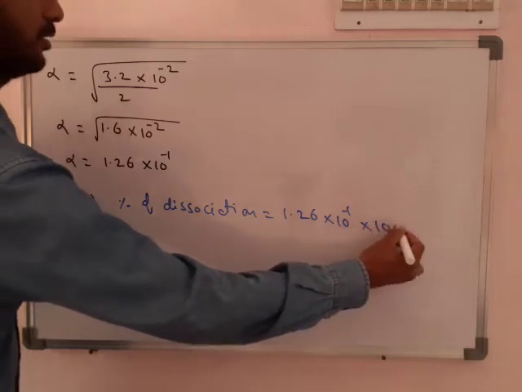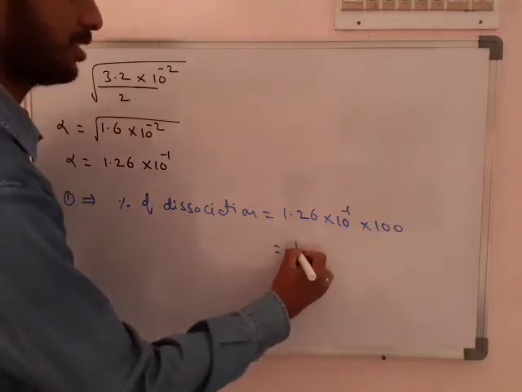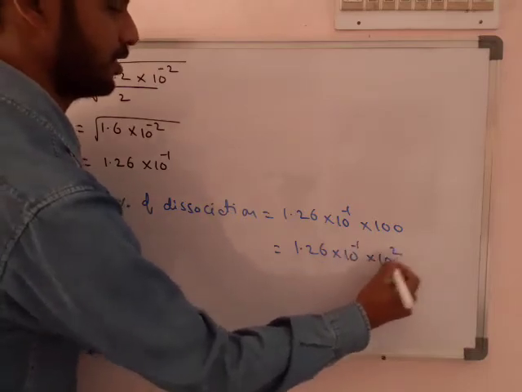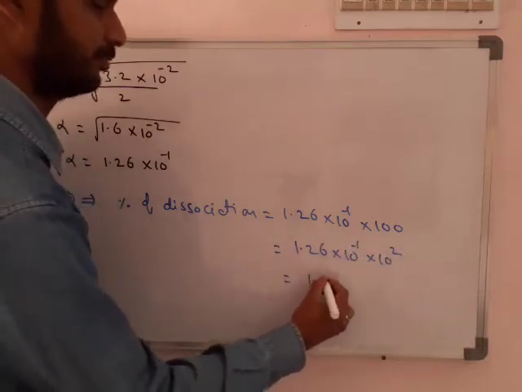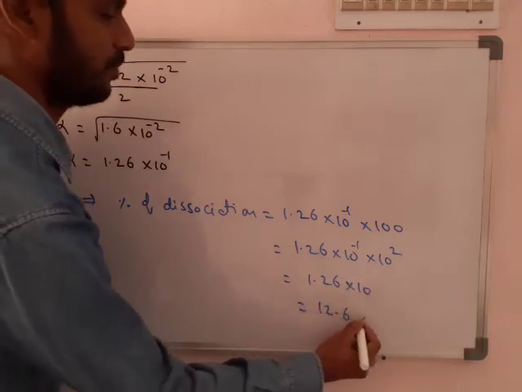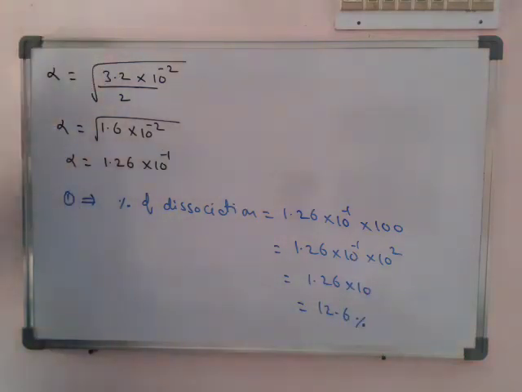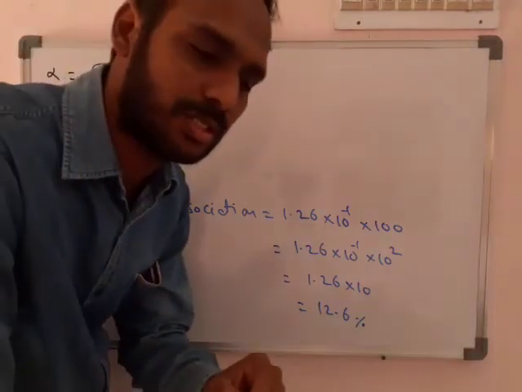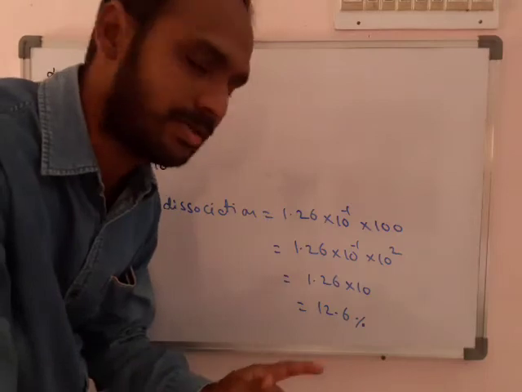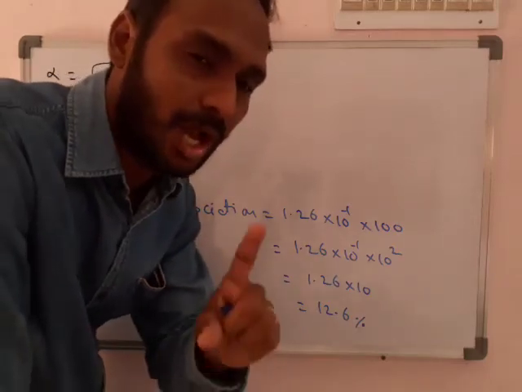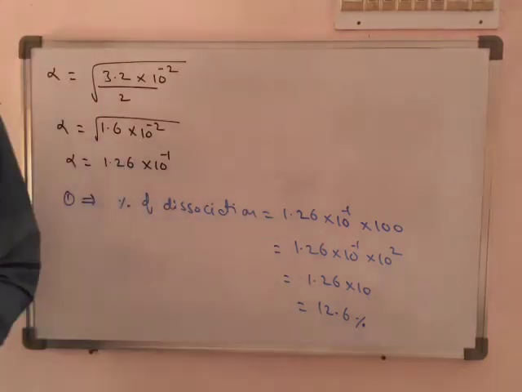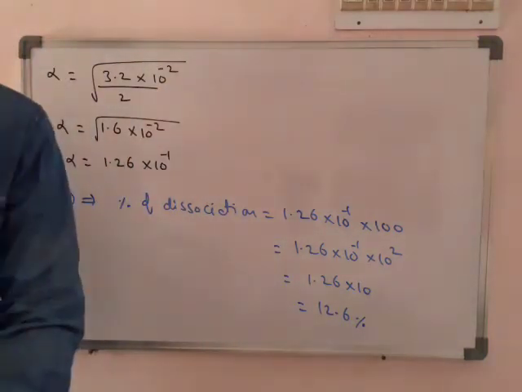-1 into 100 means 10 squared becomes 10. That is 12.6 percentage. So the degree of dissociation, nothing but percentage of dissociation, is 12.6%. Just remember alpha is different, degree of dissociation is different. Okay, see the next one.